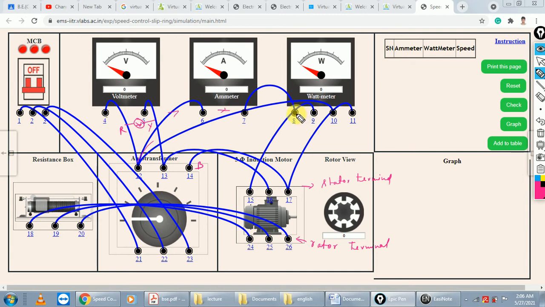This is a wattmeter current coil, and this is a current coil. So current passes through here and goes to the 15 number pin. Okay, next, this is your M, and this is your L terminal.